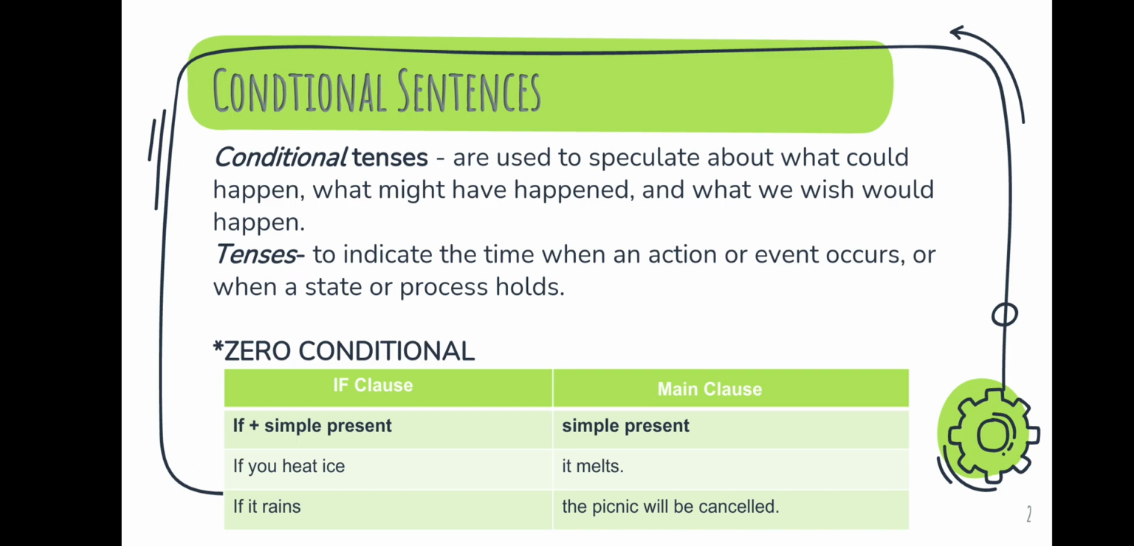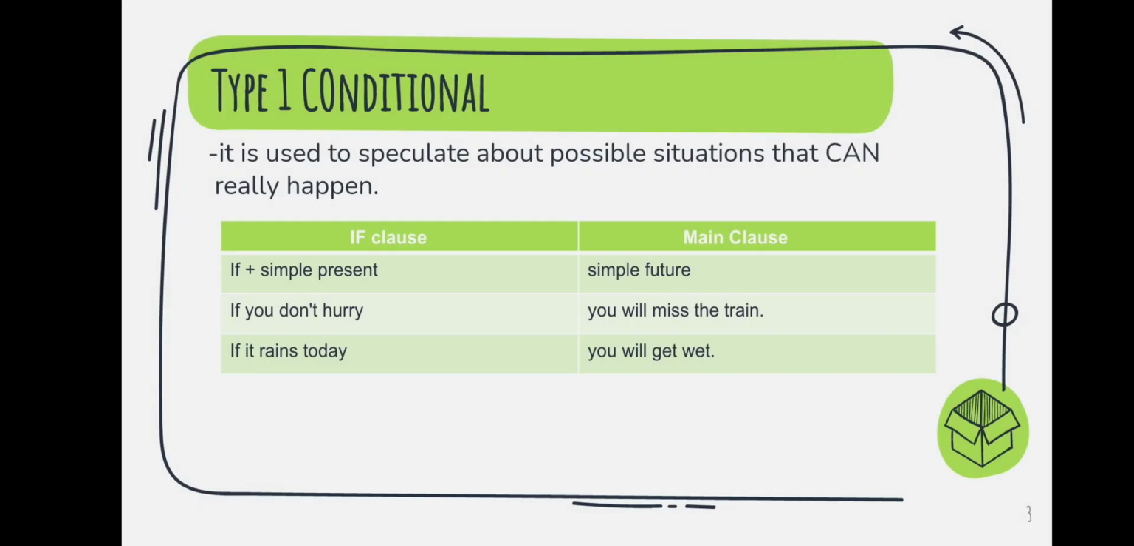In zero conditional sentences, the word if can usually be replaced by the word when without changing the meaning. We use the zero conditional when we want to talk about facts or things that are generally true. Scientific facts are often covered by the zero conditional. For example, when you heat ice, it melts. The zero conditional uses if or when and must be followed by a simple present or imperative.